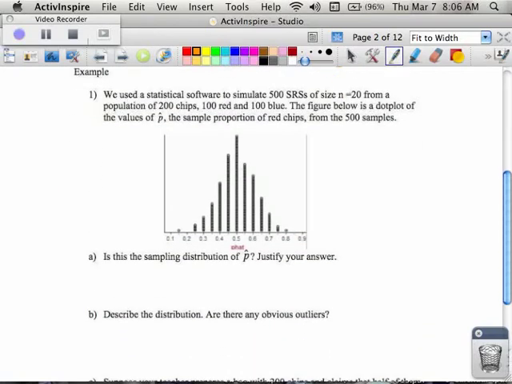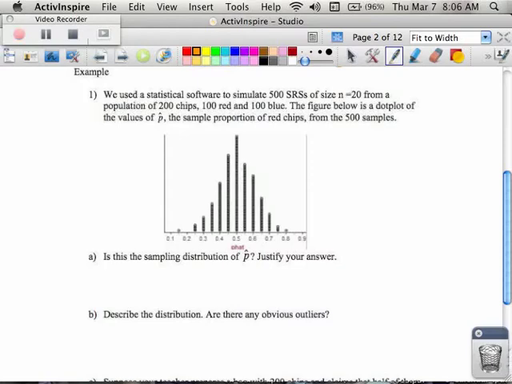Down below here, we have an example. We use some statistical software to simulate 500 simple random samples. Each of these samples was 20 large. Okay, so I take a sample of 20, and I do it again, and I do it again, and I do it again. I do that 500 times. There are 200 chips that I'm drawing from when I take my sample. 100 of them are red, and 100 are blue.